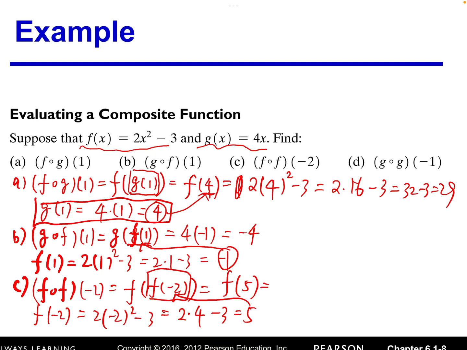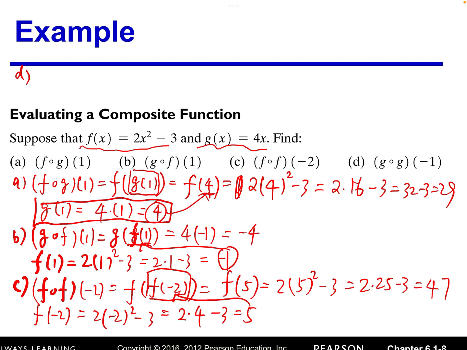And then f of 5 equals what? 2x squared minus 3, right? Replace x by 5. So that's 2 times 5 squared, 25, and then minus 3. So that's 50 minus 3. So we get 47. All right. And then similarly, we do the D. I don't have space, so I write on the top.